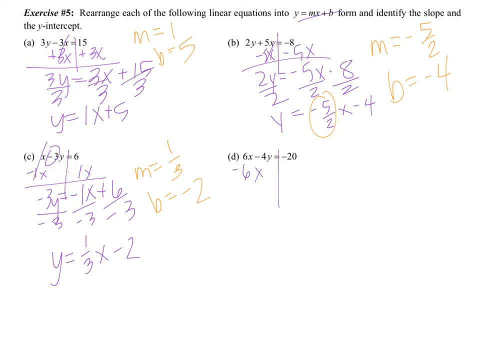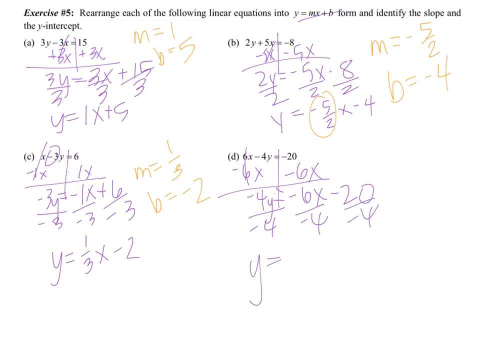Last one, subtract 6x from each side. So negative 4y equals negative 6x minus 20. Divide everything by negative 4. Here's an example of what I was talking about up above. The negative 6 over negative 4, it's a double negative, so it becomes positive. But 6 over 4 can be reduced to 3 over 2. And a negative divided by negative is a positive 5. So m is 3 over 2, and b is 5.